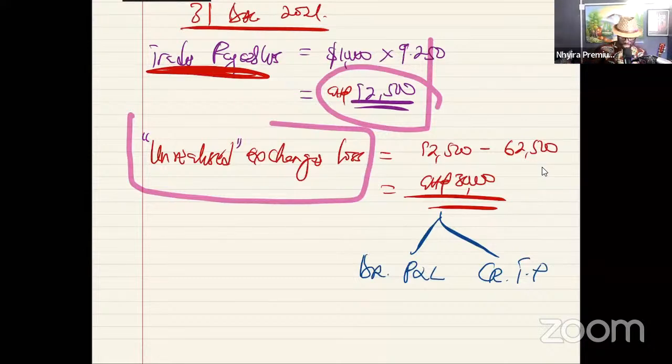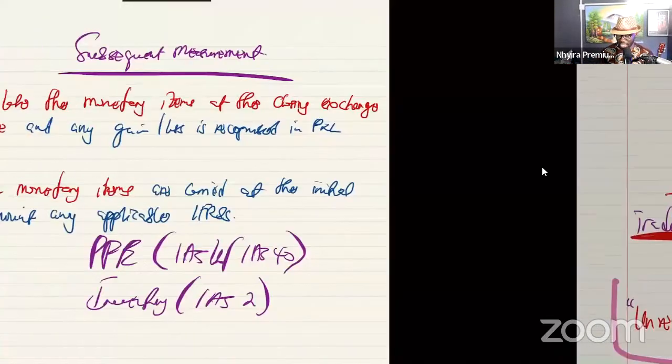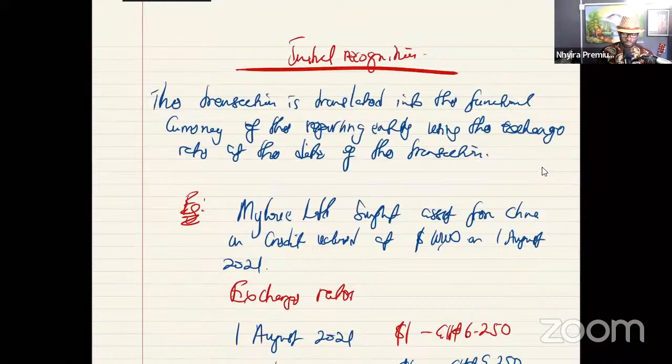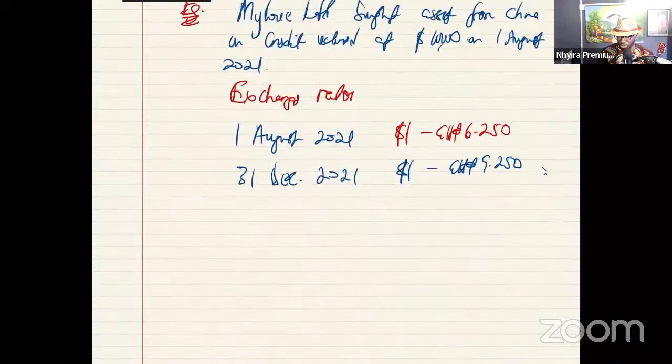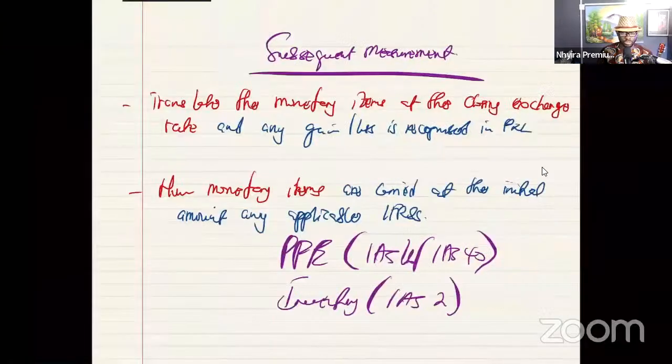So that is the idea about IAS 21 and how you deal with it. The focus is always going to be on whether the item is monetary or non-monetary in the subsequent measurement situation, and that is going to direct how you do the treatment at the end of the day.